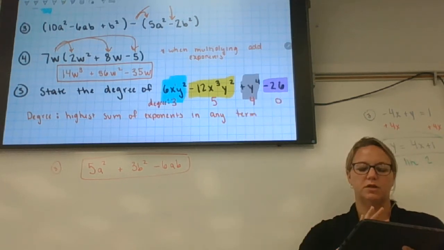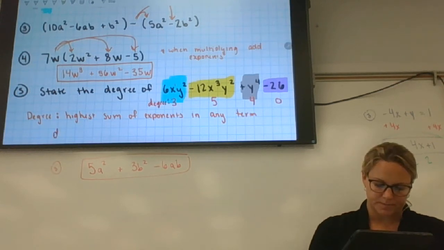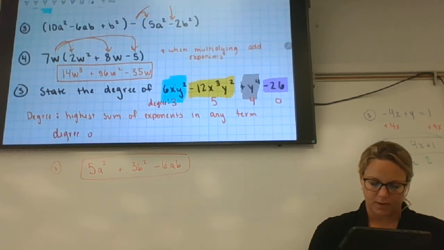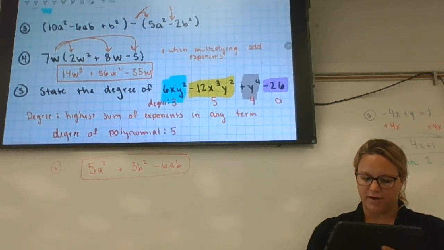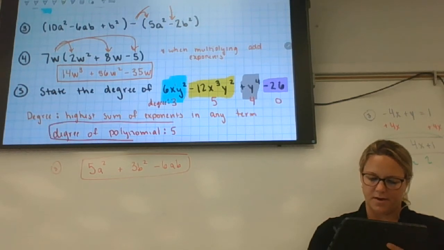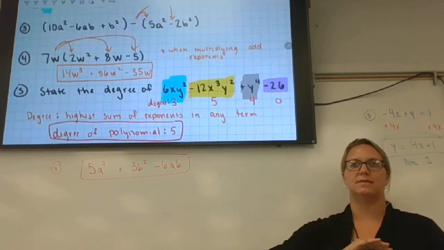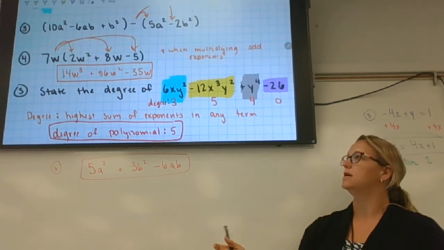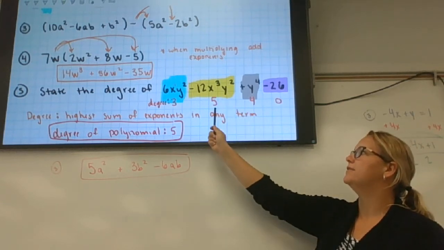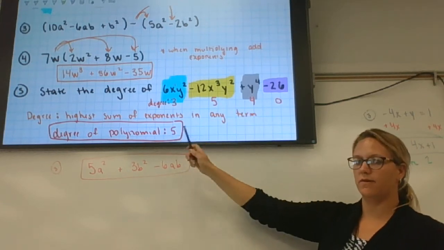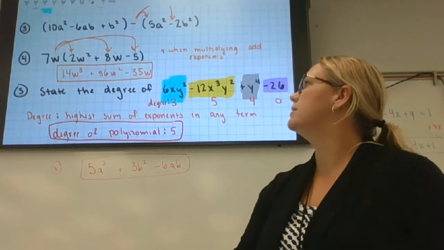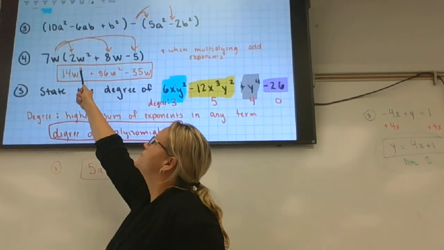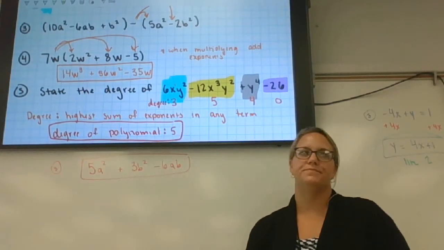So the degree of the polynomial is 5 because it's the highest sum in the list. So this one had a 5, so the degree of the whole thing is 5. So the degree in number 4 is 3 because that's the highest exponent in the list.